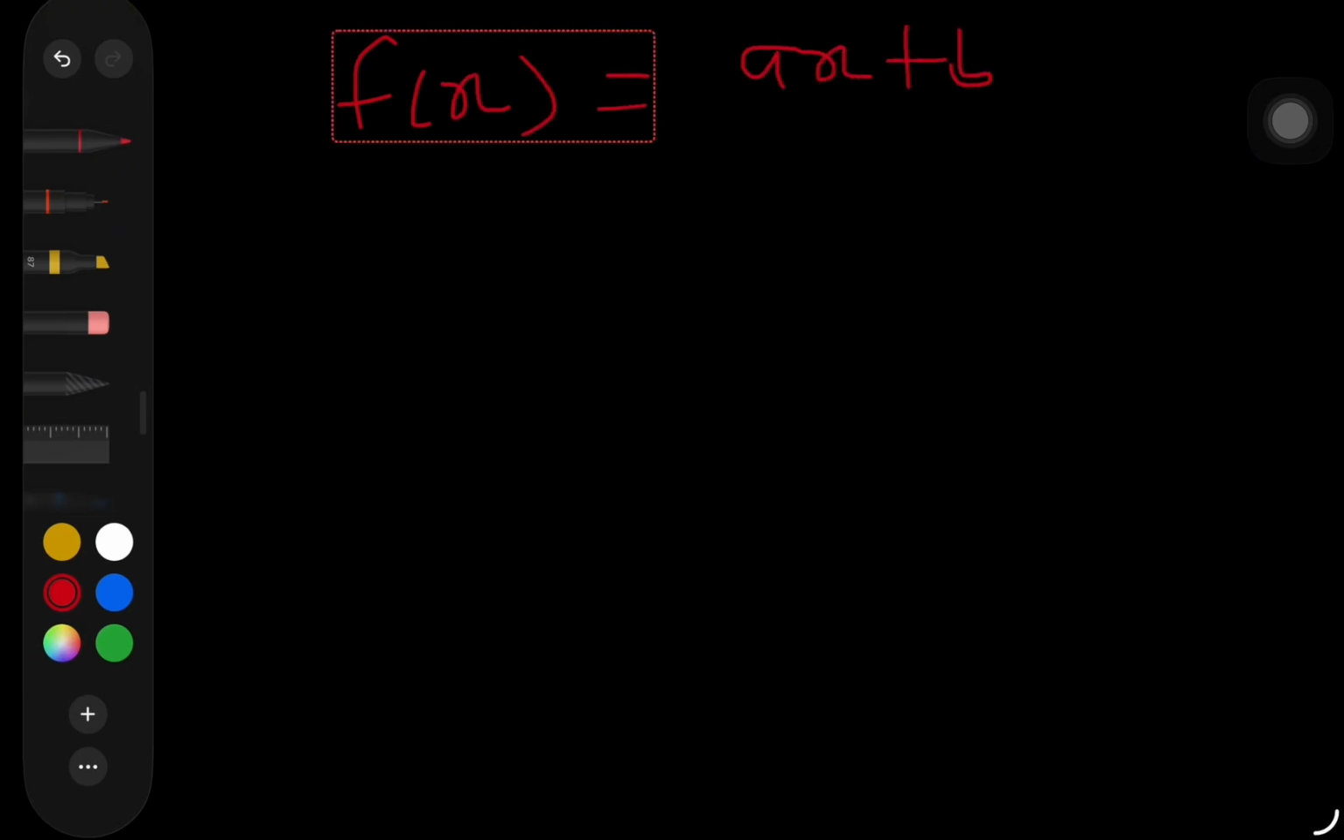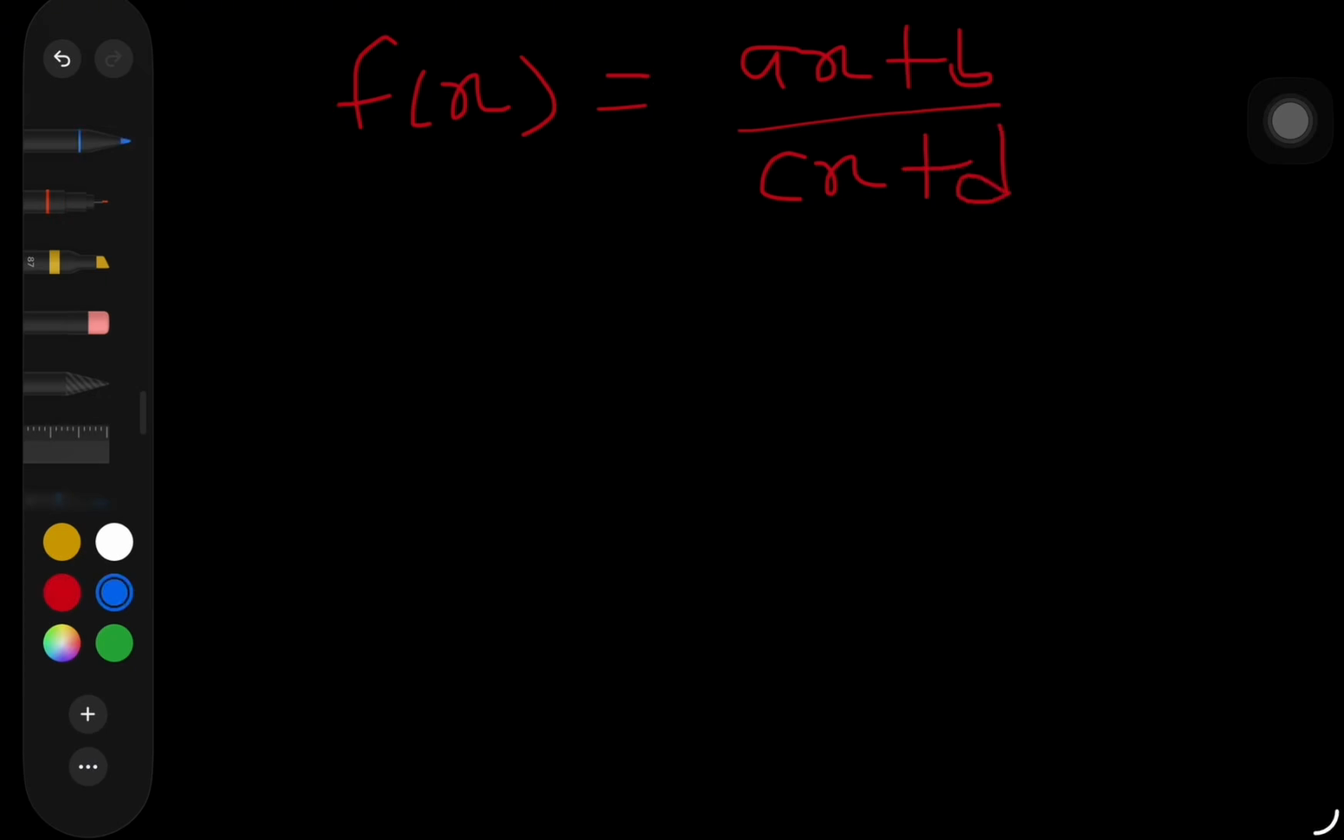In the previous video, we saw how to find the inverse of any linear function. In this video, we will learn to find the inverse of any rational function of the form f of x equals ax plus b over cx plus d. Now, how do we do this? Let's look at an example.